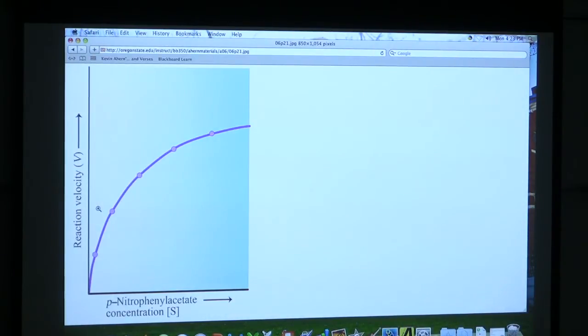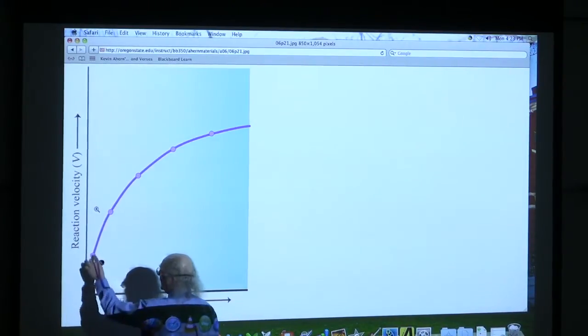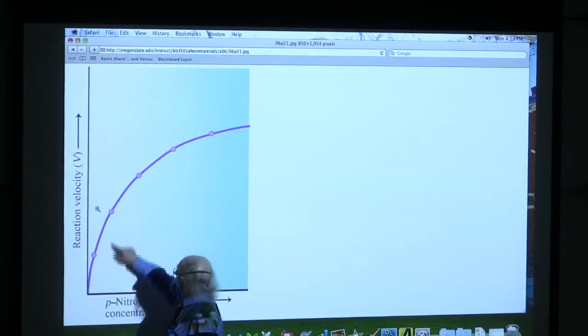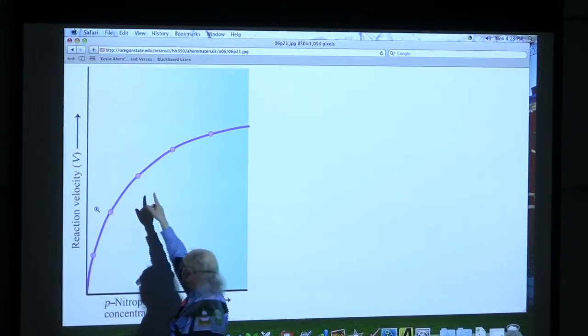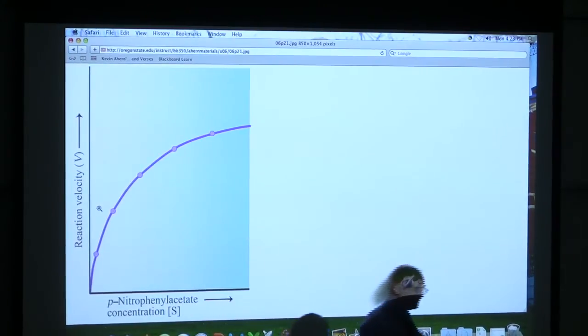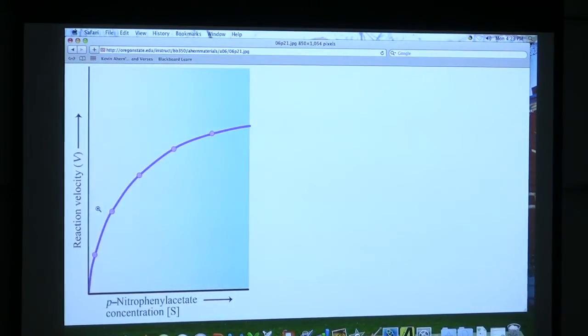Okay? Well, when I plot that, I say, okay, tube number 1, here was the concentration of my substrate. Here was the amount of yellow I got. Tube number 2, here was the concentration of my substrate. Here was the yellow I got. Tube number 3, etc. Okay?